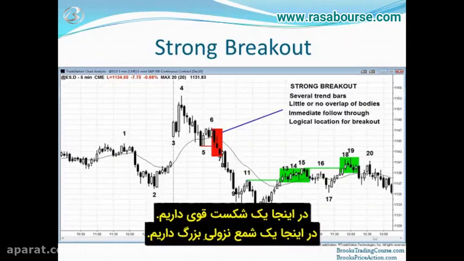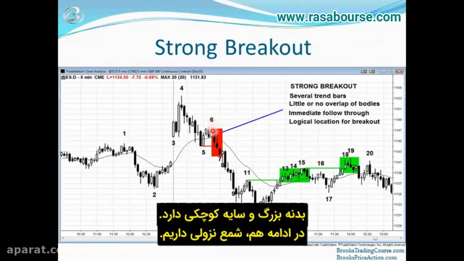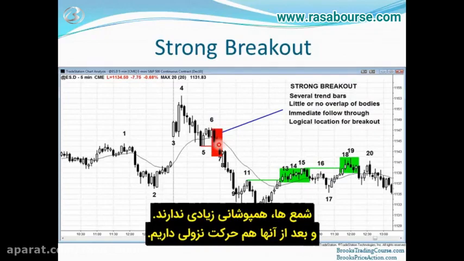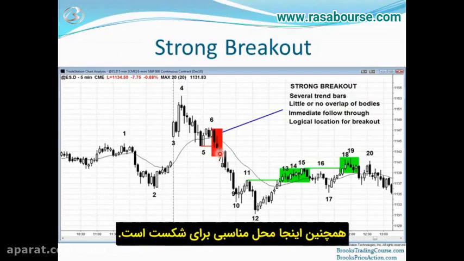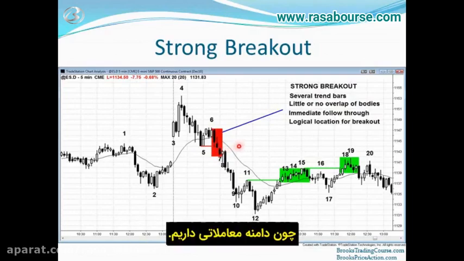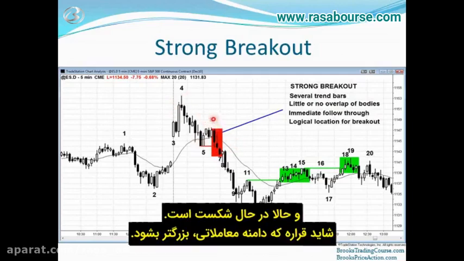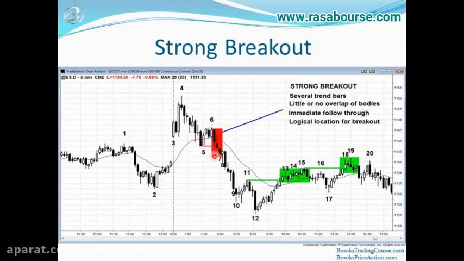Okay, here's a breakout, and the breakout is strong. We have a strong bear bar here, a big bear bar, small tail, another bear bar, follow through, another bear bar, and not all that much overlap among the bars, and there's immediate follow through, and it's also a logical location for a breakout. A trading range for the first hour or so of the day, and now we're getting a breakout. Maybe the range will double.